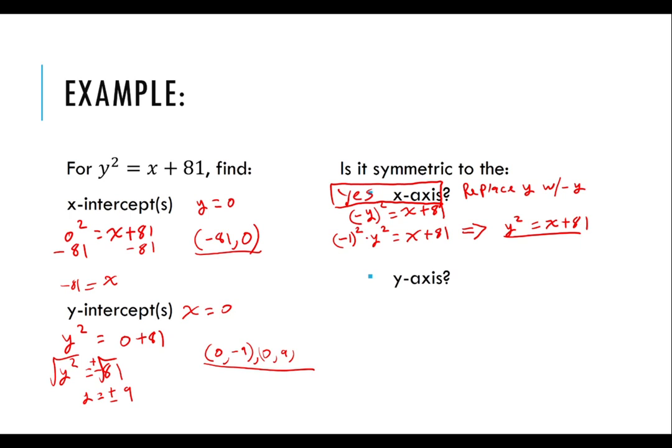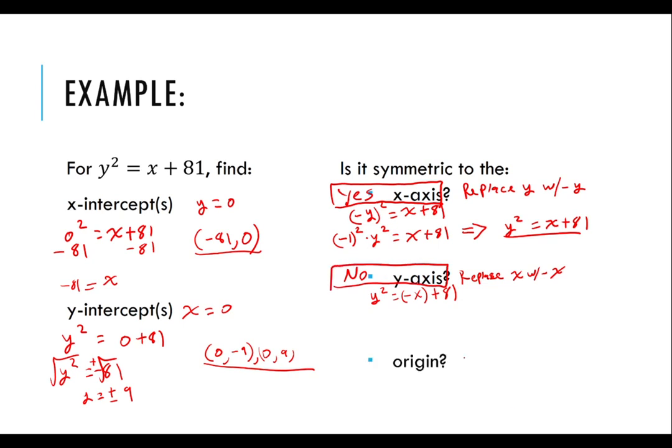Now we want to test the y-axis. We're going to do this similarly, but now we replace x with negative x, and then we simplify it. That is, y squared is equal to negative x plus 81. Then we ask ourselves, are there any factoring or reduction techniques such that I can make this the same as y squared is equal to x plus 81? And the answer is no. If I tried to factor out the right side, I would just get positive x minus 81, and that would be equal to negative y squared. So the answer is no, not y-axis symmetry.